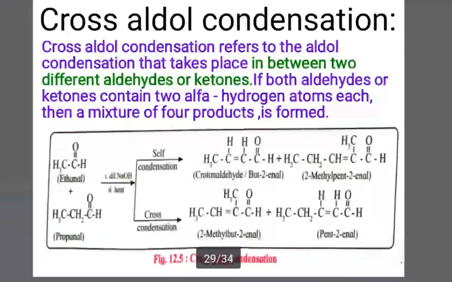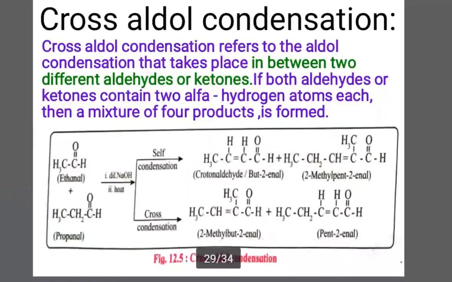Next is cross aldol condensation. Cross aldol condensation refers to the aldol condensation that takes place in between two different aldehydes or ketones. If both aldehydes or ketones contain two alpha hydrogen atoms each, then a mixture of four products is formed. In cross-aldol condensation, what happens? Four different products get formed.